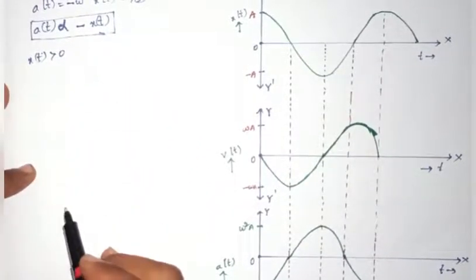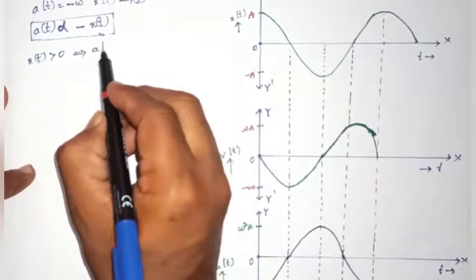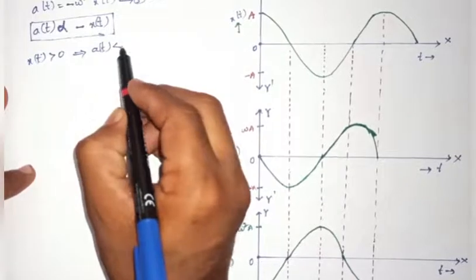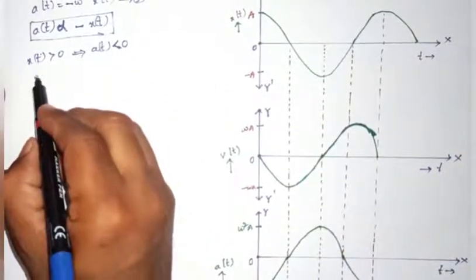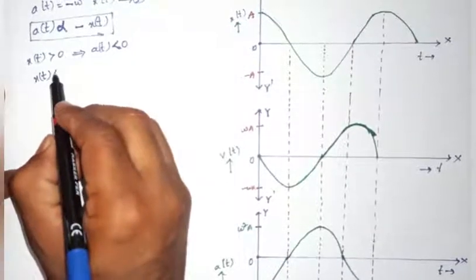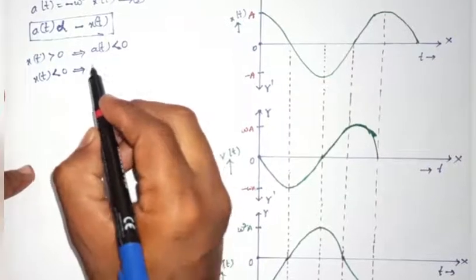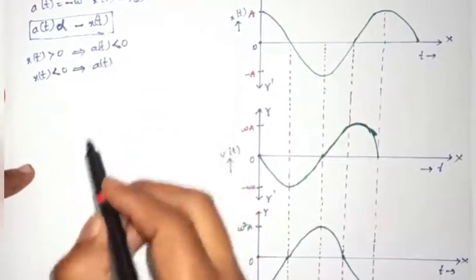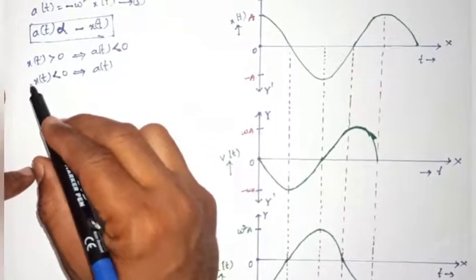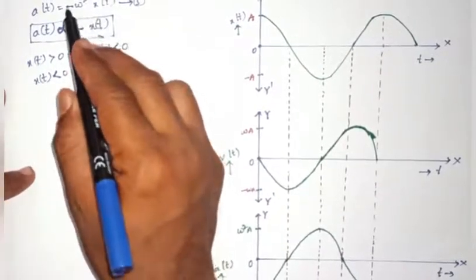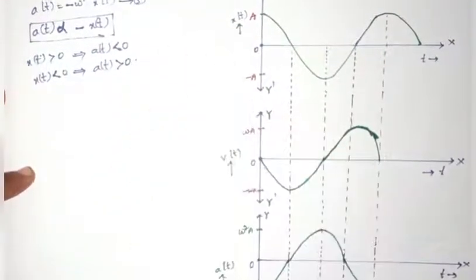So when x of t, the displacement, is greater than 0, the acceleration must be less than 0. And when the displacement is less than 0, that is in the negative direction, then the acceleration is positive: negative into negative is positive, so the acceleration is greater than 0.